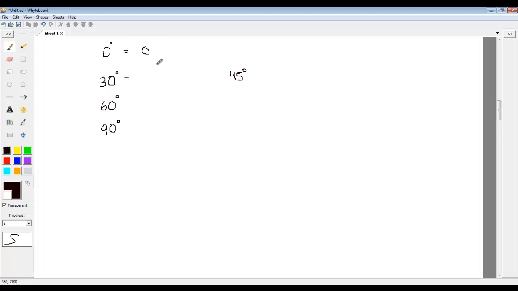30 degrees times pi over 180, and you're going to end up with pi over 6 radians. 60 degrees times pi over 180, you're going to get pi over 3. 90 degrees times pi over 180, you're going to get pi over 2. 45 degrees times pi over 180, you're going to get pi over 4. And so on. Then if you start looking at multiples of those, then you'll have multiples of the radians. Like if you take 90 degrees times 2, you get 180 degrees. And if you take pi over 2 times 2, you get pi.